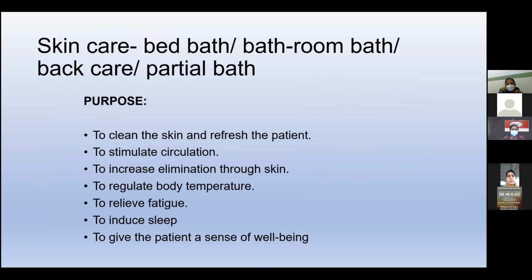Fine, so let us review our knowledge in skin care. It may be named by many names. You may call it sponge bath, bed bath, bathroom bath. If the patient is able to go to the bathroom, then it is known as bathroom bath. Many times we give care partially only, right? Then partial bath. If back care is required, then back care, right? So the purposes of all this care are generally in common. If we see, the basic thing is to clean the skin and refresh the patient, right?